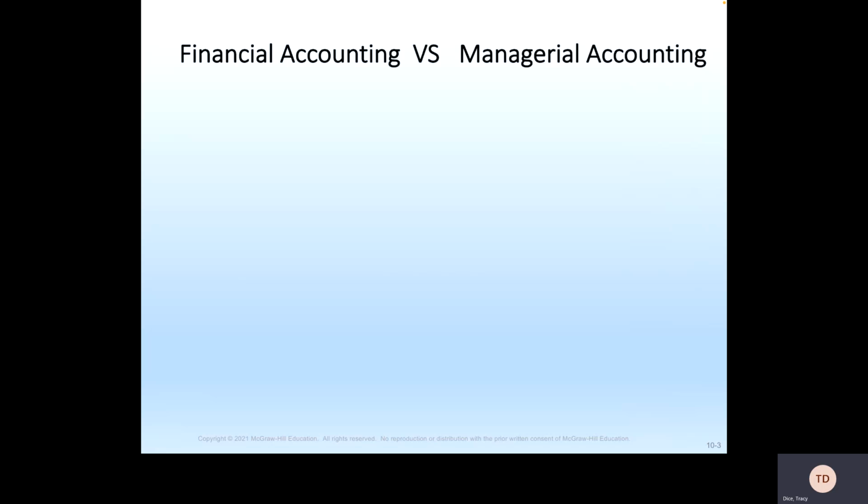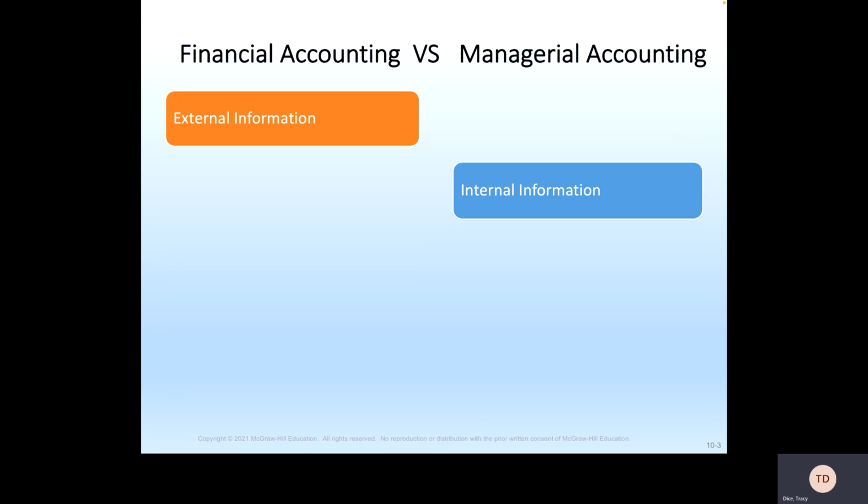When we're dealing with financial accounting, we're typically looking at external information. Financial accountants provide information for those users outside of a business, such as your stockholders or other stakeholders that aren't directly involved in the business. When we're looking at managerial accounting, we're looking at internal information. This information is focused on people who work inside of a business.